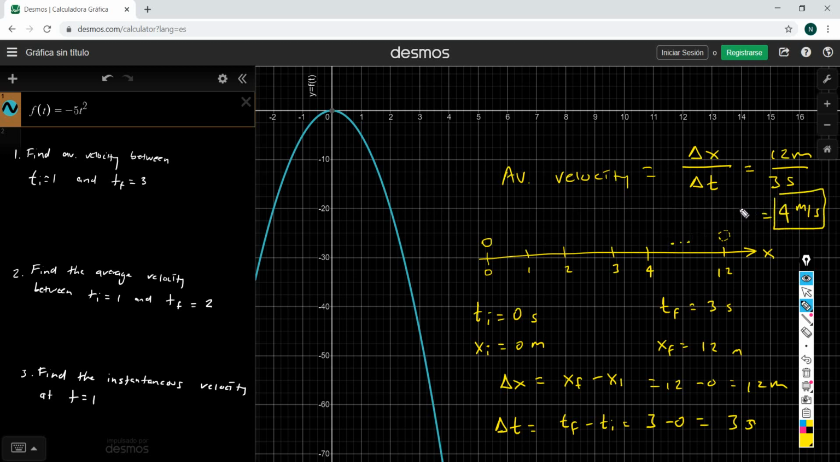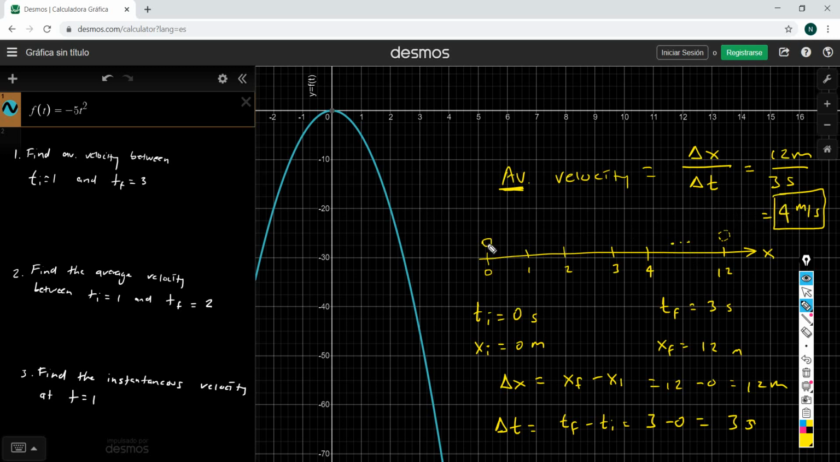What that means is the following: on average, as 1 second passes, the change in position will be 4 meters. For this motion, on average, if 1 second goes by, then 4 meters will go by. That's what this means, on average.